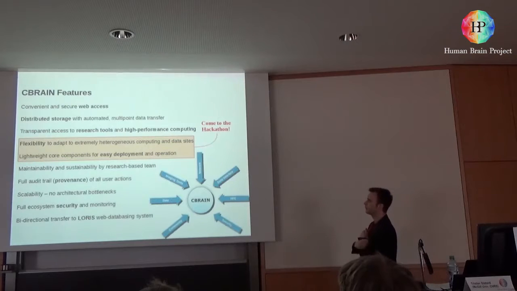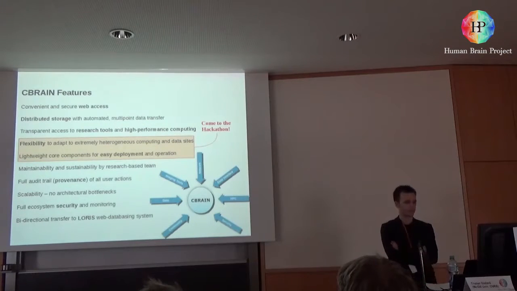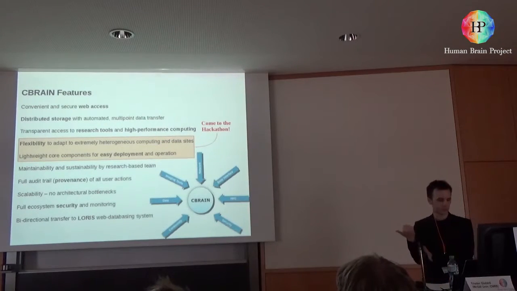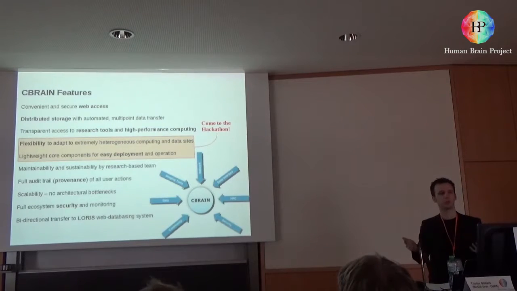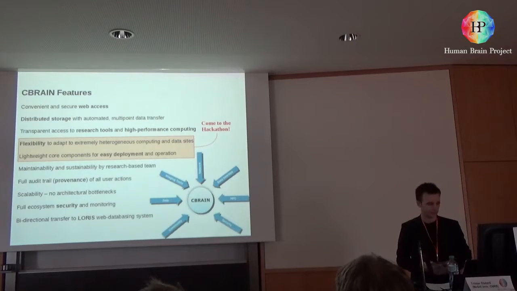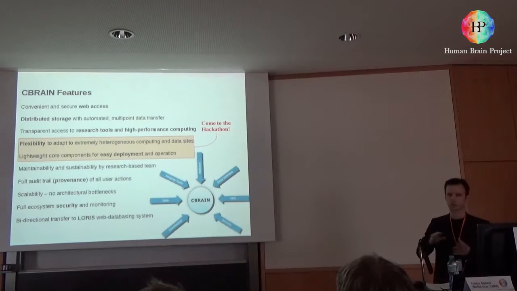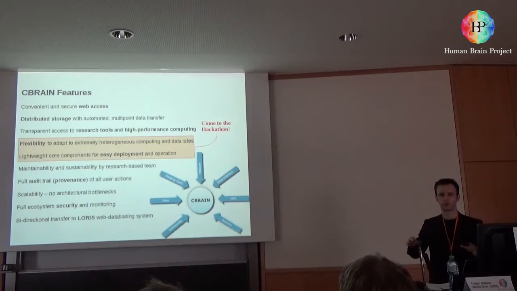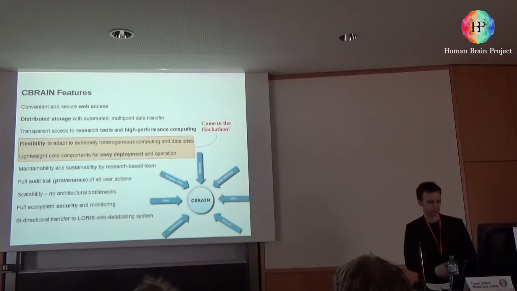What are the main CBRAIN features in a nutshell? So it's a web platform. The storage is completely distributed, which I think is still original even now in 2015. Still, it exposes a transparent view to the user, so you see only one file catalog, one file system, but it's distributed in the backend.